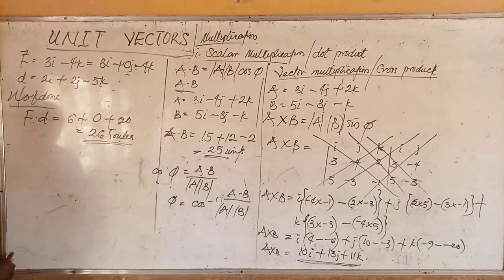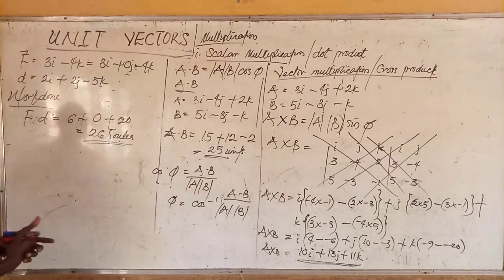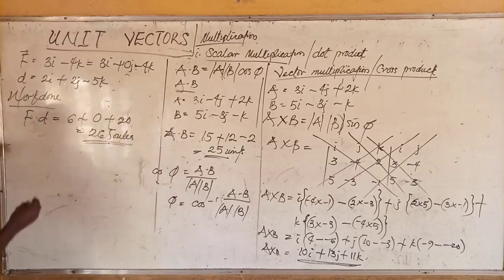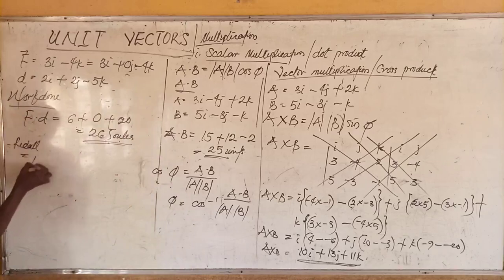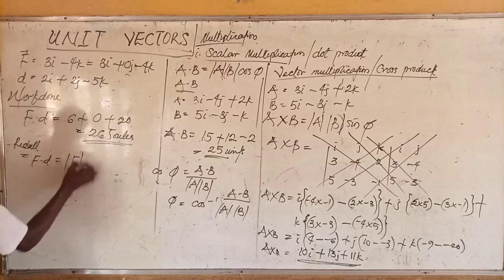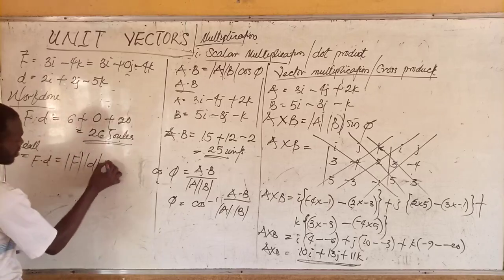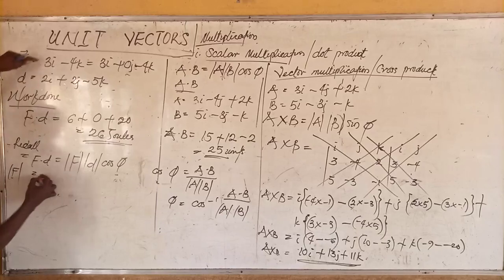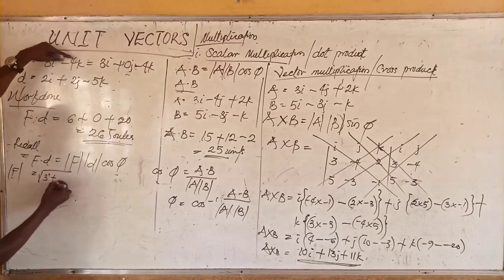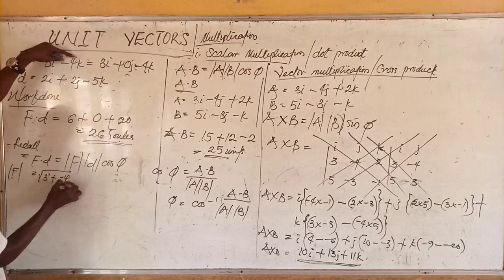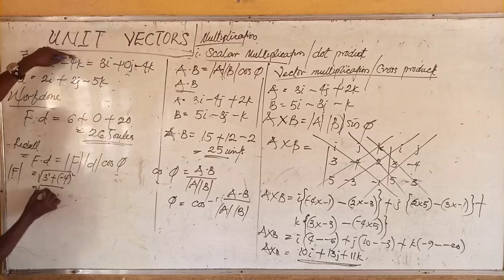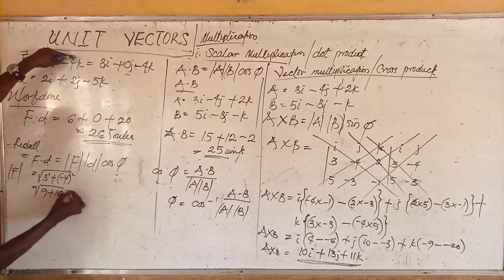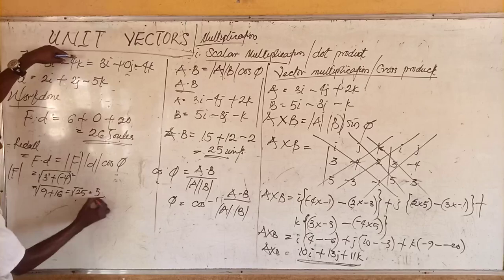Then if you are told to find the angle between them here, having found F dot D, recall that F dot D is equal to the modulus of F times the modulus of D cos phi. All right, so what is the modulus of F? The modulus of F will be the square root of 3 squared plus minus 4 squared. That becomes 9 plus 16, and that becomes root 25, and that is 5.